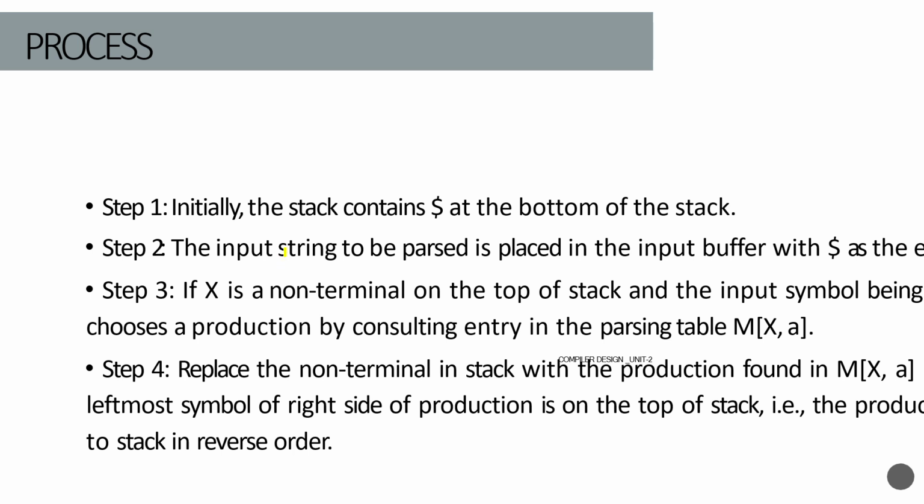This is a model of a table-driven predictive parser. So this is the algorithm. Initially, the stack contains dollar at the bottom of the stack. Second step, the input string to be parsed is placed in the input buffer with the dollar at the end. If X is a non-terminal at the top of the stack and a is the input symbol being parsed, choose a production by consulting the entry in the parsing table, and replace the non-terminal in the stack with the production found in M of X comma a.